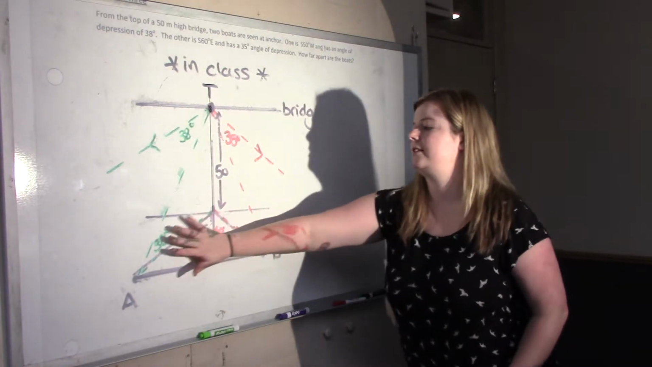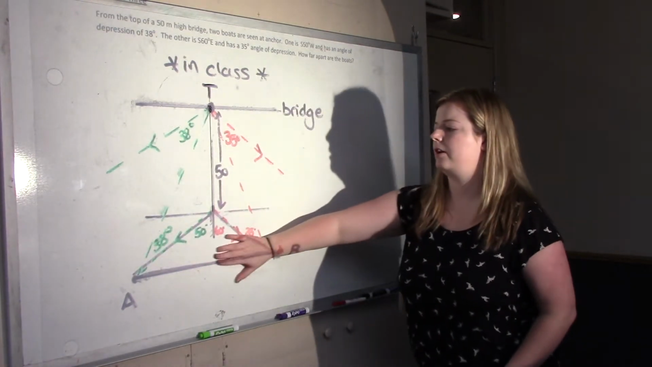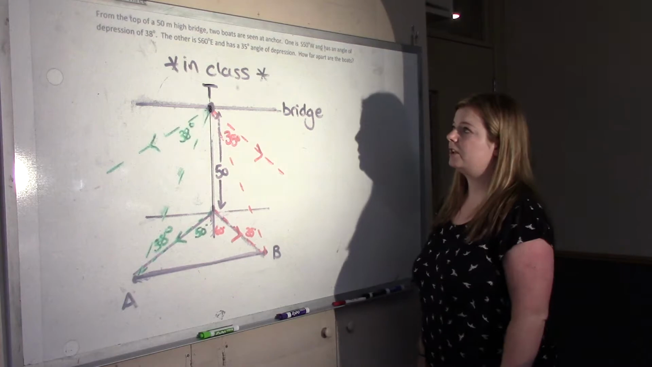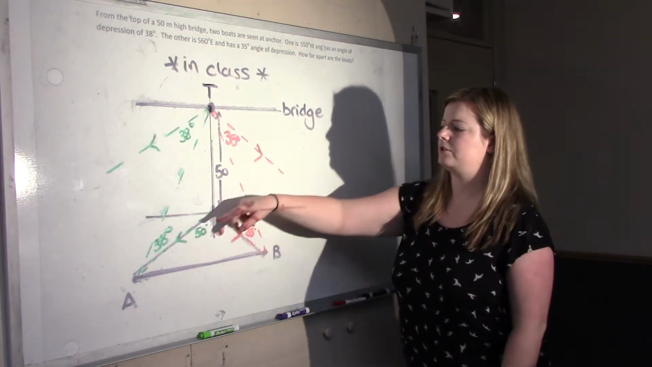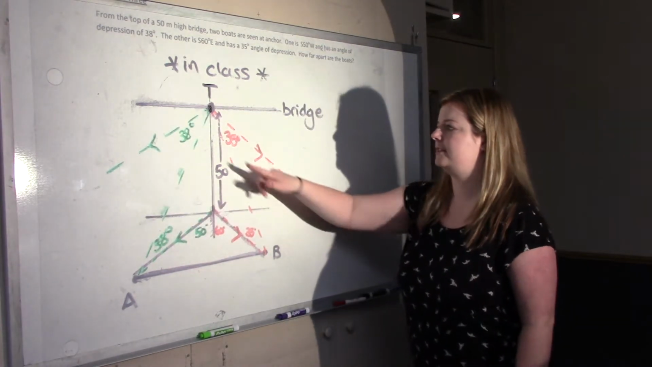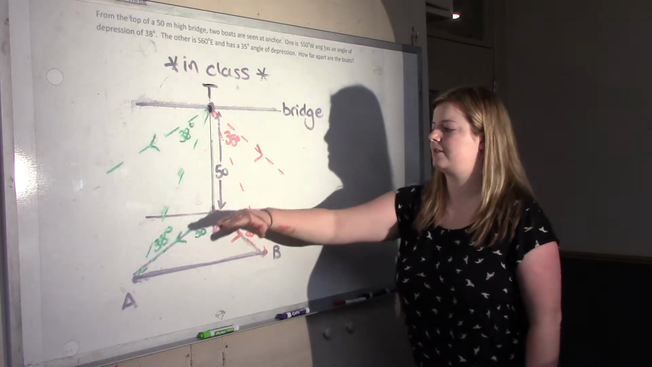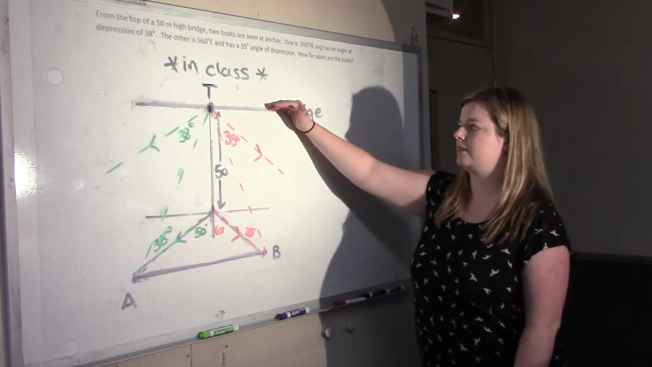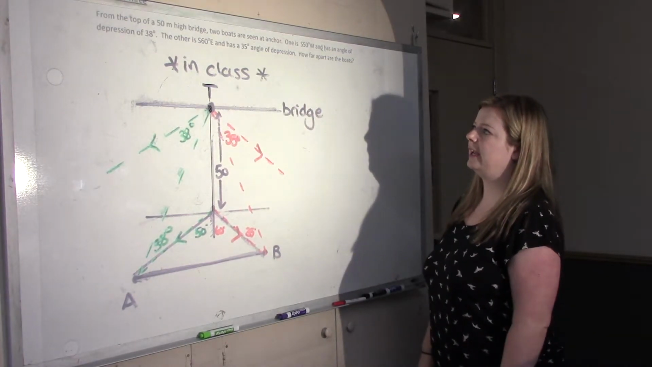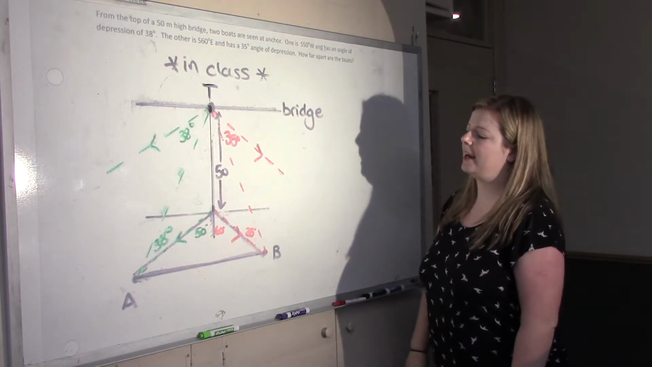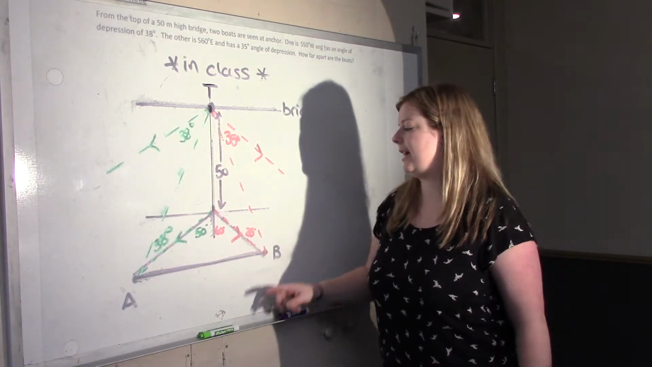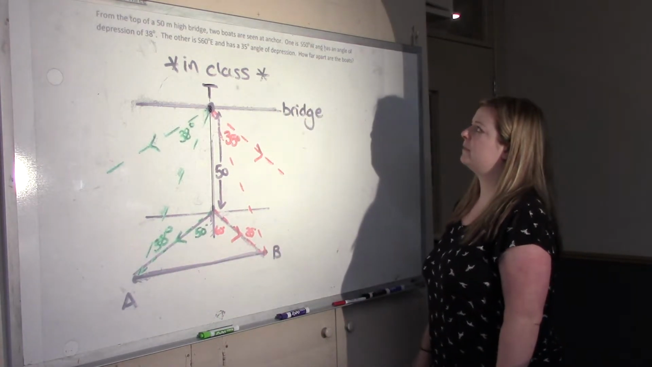So that means all of this here is water. Water, water, water. So this is 50 meters tall. You can start with just drawing this and this and this, where the height of this is 50. So this is the bottom of the bridge. This is the top of the bridge. Okay? Two boats are seen at anchor. So this boat's chilling out here, it's A. This boat's chilling out here, it's B.